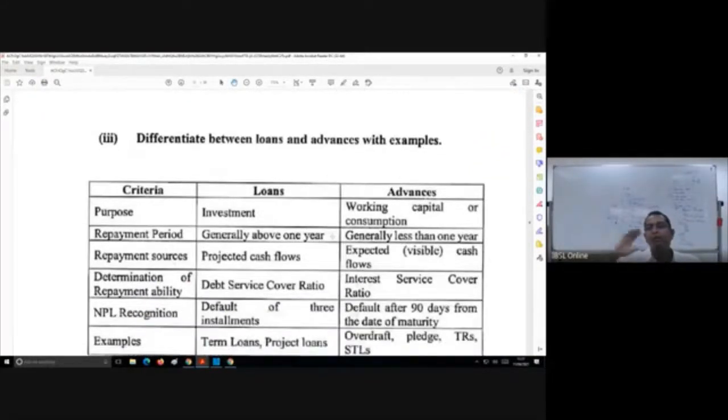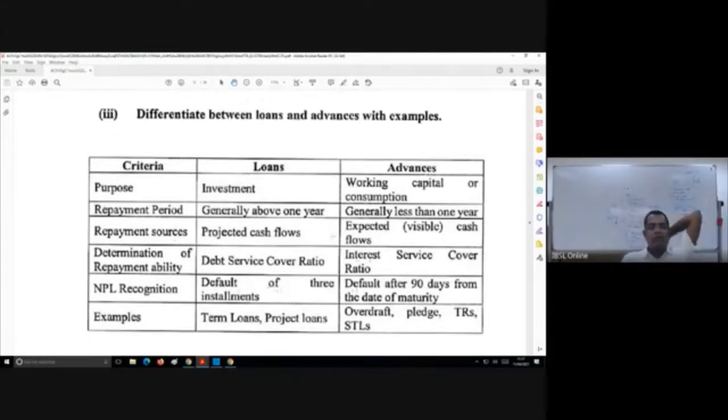Third, the difference between loans and advances. Loans are long-term funding, advances are short-term funding. Limits: loans are for investment, advances for working capital. Repayment is generally above 1 year for loans, less than 1 year for advances. Repayment of loans comes from projected cash flow; for advances, expected known cash flows because it is short term. Debt service cover for loans, interest service cover for advances. NPL recognition: earlier it was default of 3 installments, default after 90 days. Now anything 90 days goes to NPL, whether it is long term, short term, whatever.